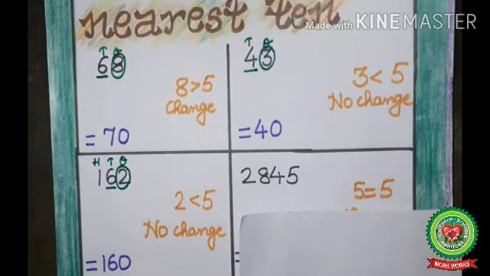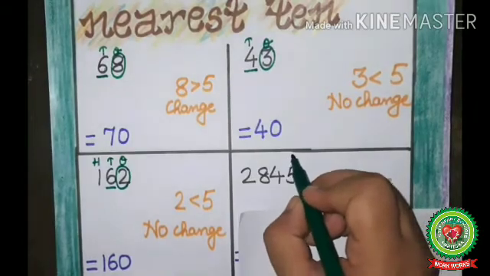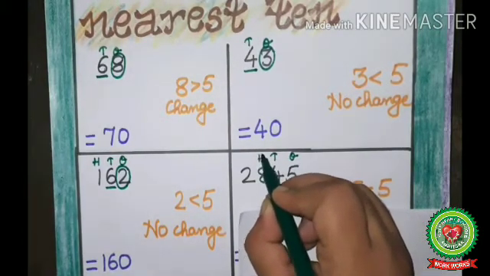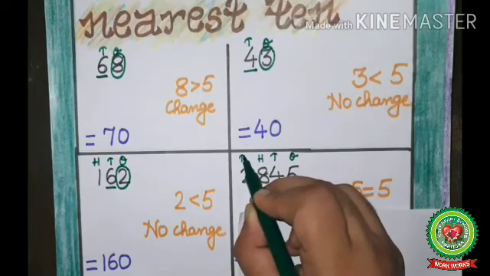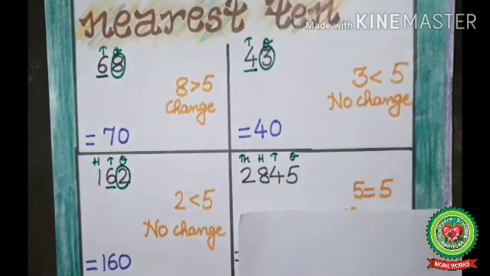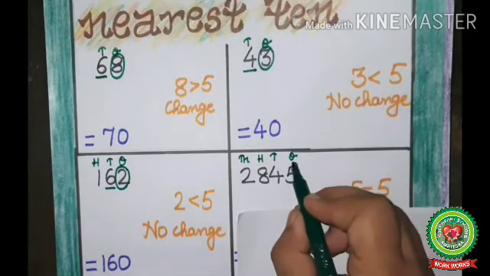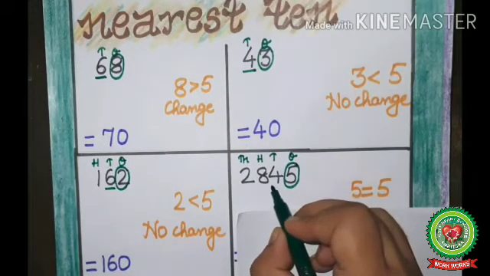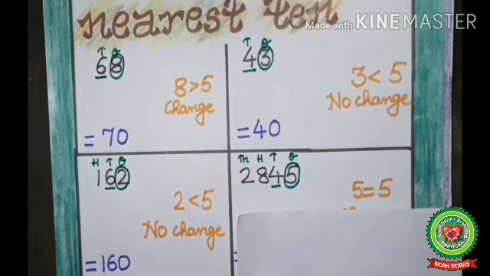2845. Again, students, what is the first step? First step is write down the place value table. So, we will write down the place value table: ones, tens, 100 and 1000. I have to round off to the nearest 10. That means I will circle the ones place and underline the tens place.